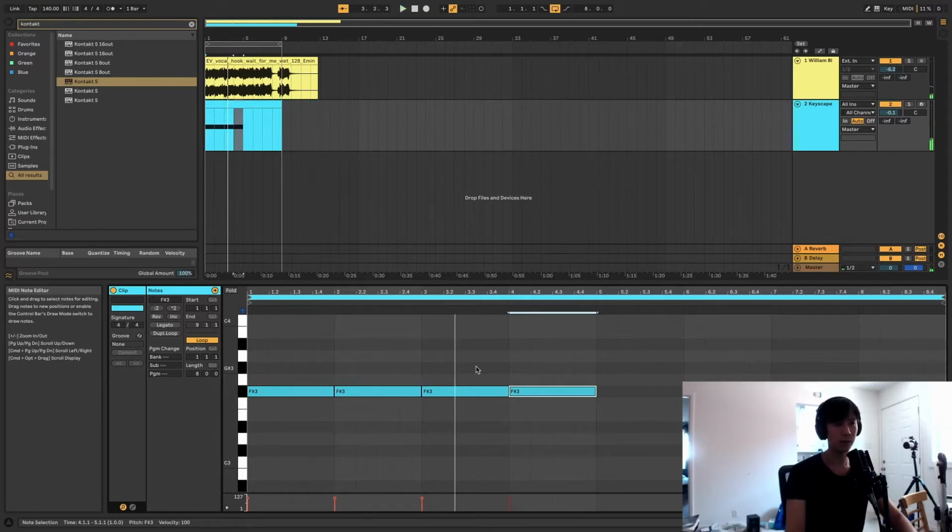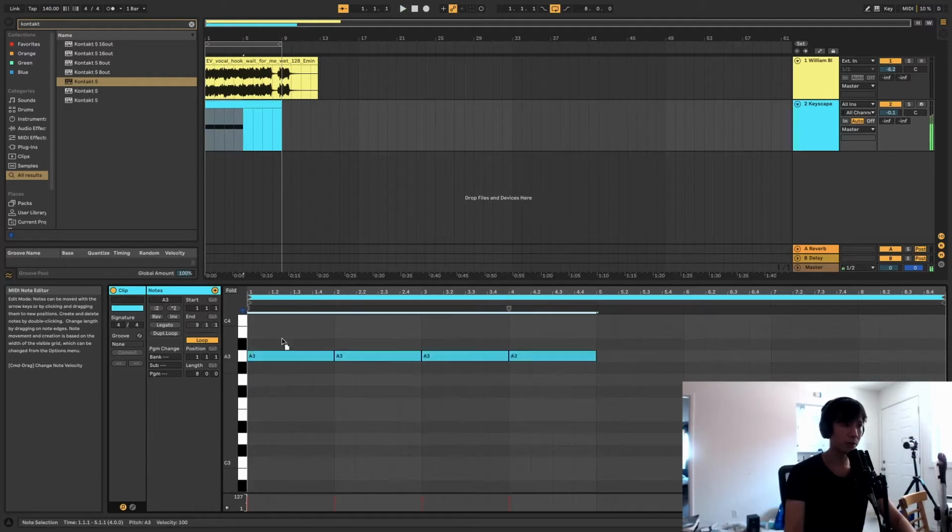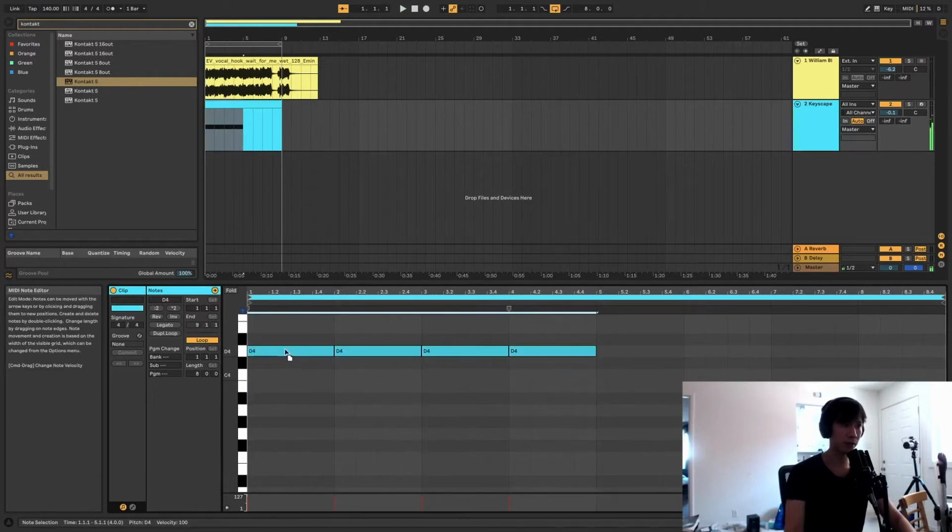It just doesn't really feel right, but technically that is in the key. And then let's try moving it up to maybe the 5th of the key.